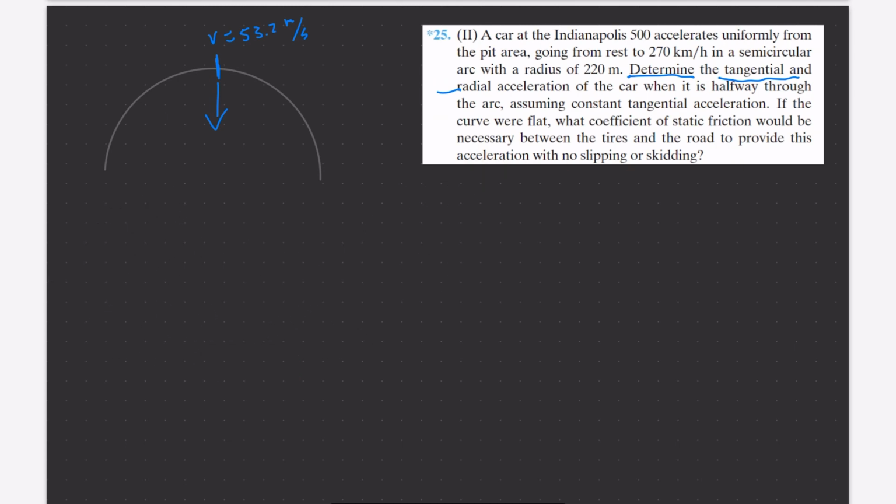Now, we can find the centripetal acceleration very quickly because we know that that's going to be equal to v squared over r. And we have v and we have r. So I'm going to go ahead and square my v, and I'm going to divide it by the 220 meter radius. That should give me about 12.88, and that's going to be meters per second squared.